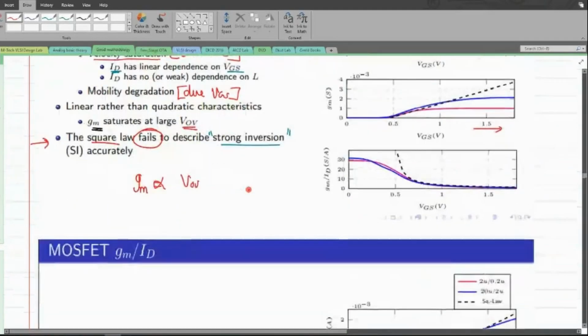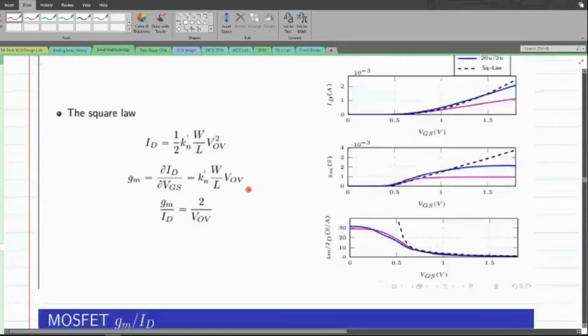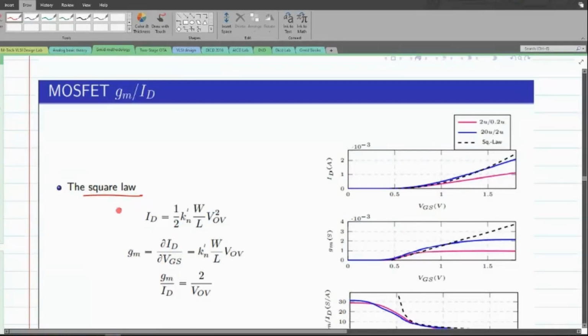Now let us see how about the gm over ID term. Based on the square law, I can derive this term, gm over ID. Even though we know that the square law fails in the strong inversion region, we'll still try to derive it and see whether the prediction holds. Again, I take the saturation current equation, and based on this current I create a derivative with respect to the control input, which is VGS, so that I end up having the gm of the circuit.